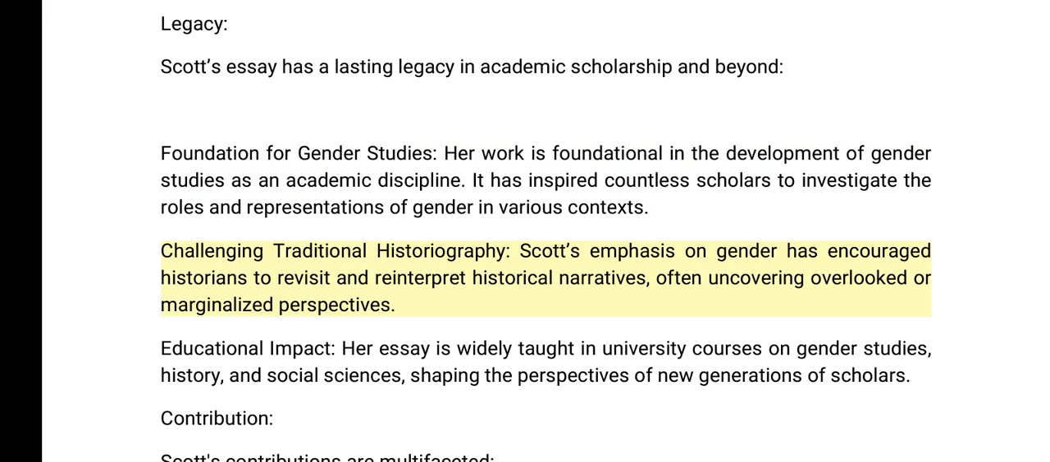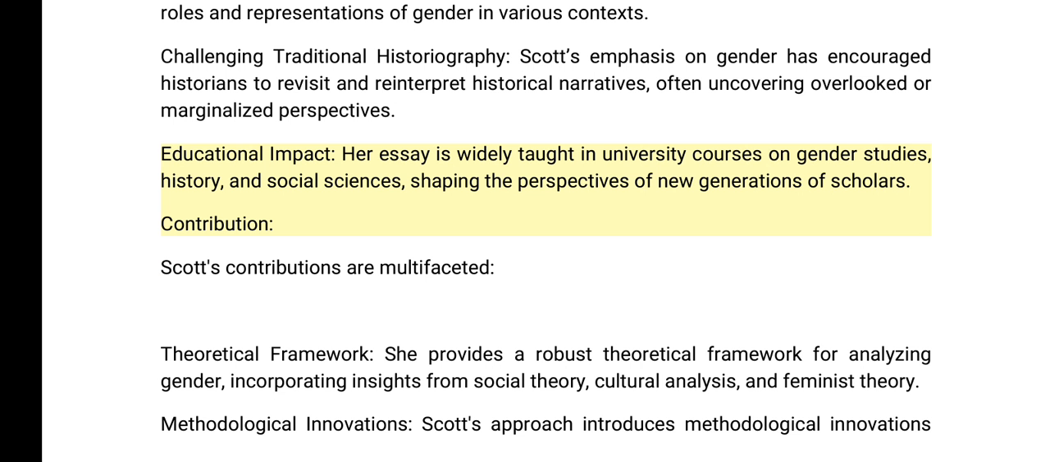Challenging traditional historiography. Scott's emphasis on gender has encouraged historians to revisit and reinterpret historical narratives, often uncovering overlooked or marginalized perspectives. Educational impact. Her essay is widely taught in university courses on gender studies, history, and social sciences, shaping the perspectives of new generations of scholars.